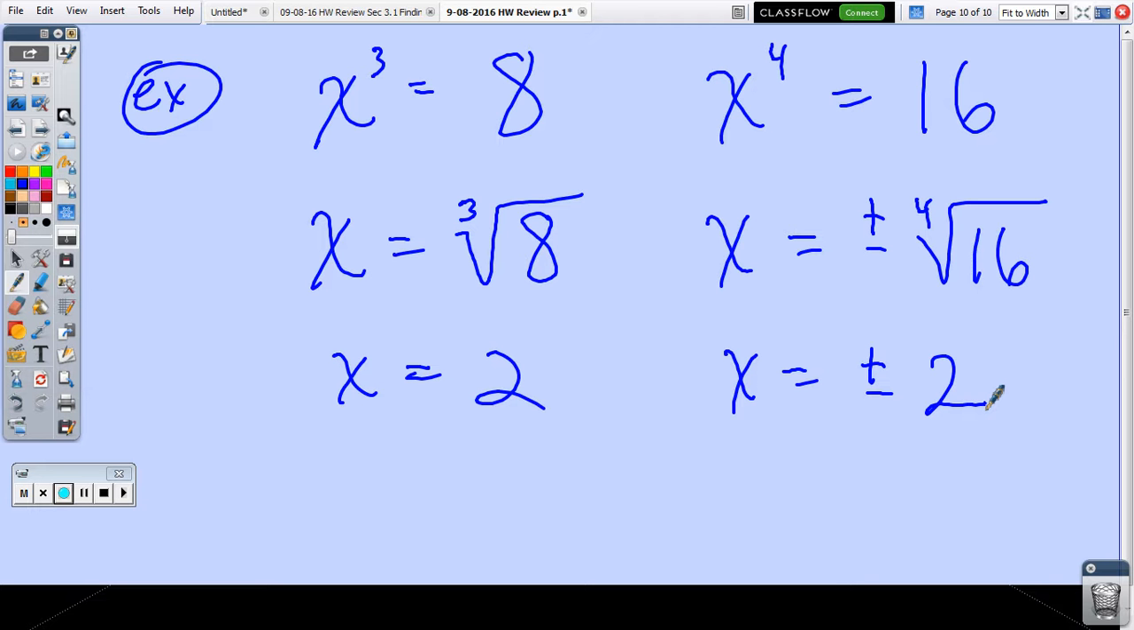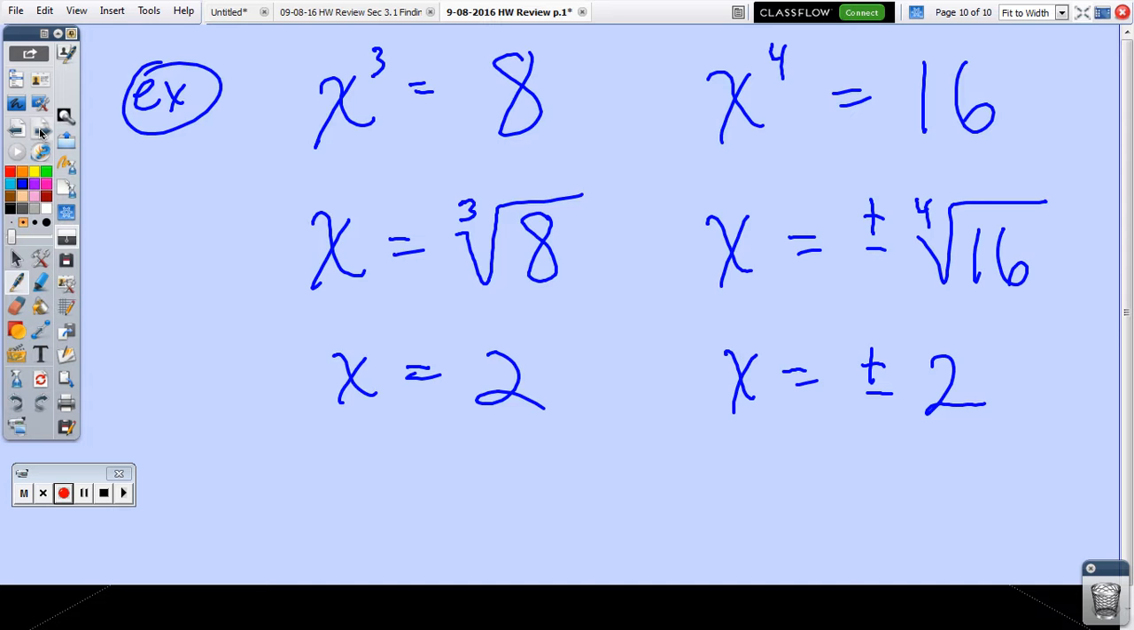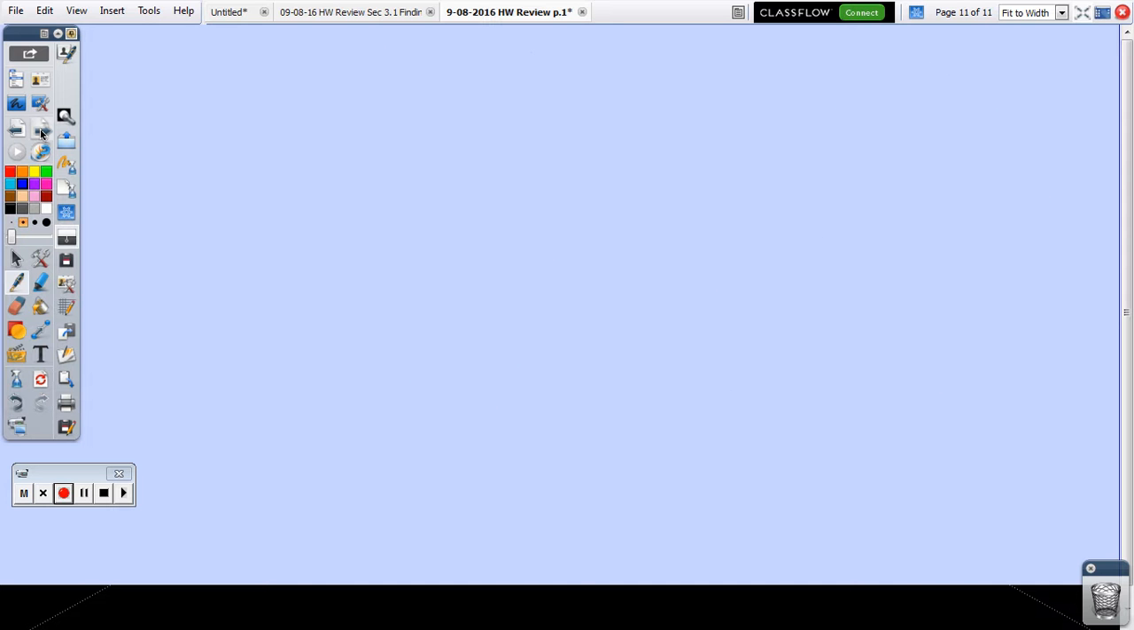When you take an even root of something, an even index, it's plus or minus. But when it was an odd root, we did not do plus or minus, because negative 2 cubed is not 8, it's negative 8. Just a small thing there. Any other questions about 168? And now the last one we had to do.